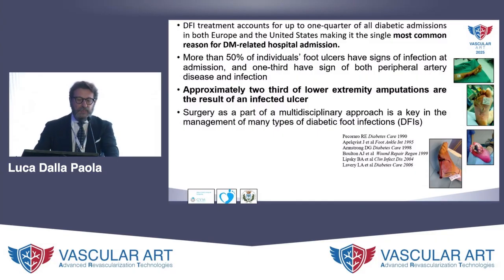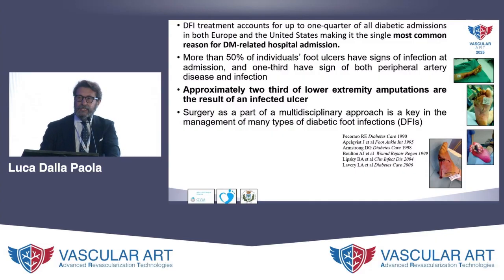More than 50% of individuals with foot ulcer have signs of infection at the first presentation, and one third have signs of both peripheral artery disease and infection. If you take into consideration the Eurodiale study, a multi-center study published in 2008 with data from 14 centers in Europe, you can see that 50% of the patients presented some degree of critical limb ischemia, and 60% of the same patients had some sign of infection.